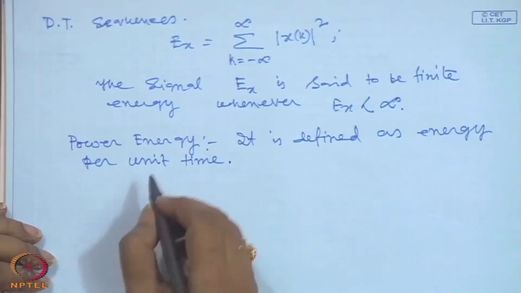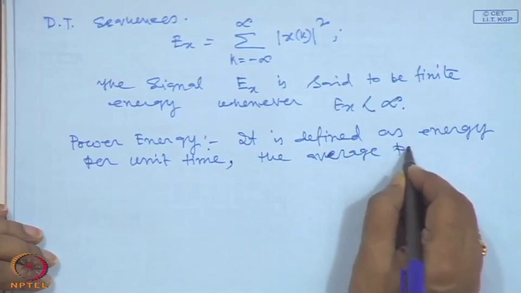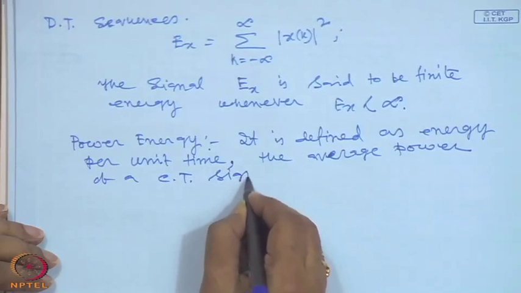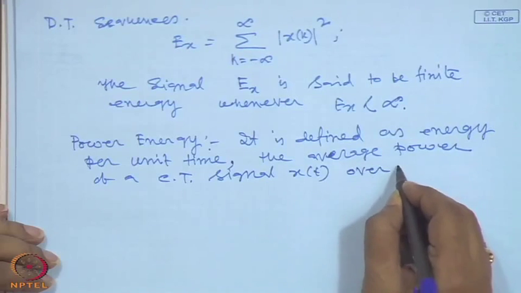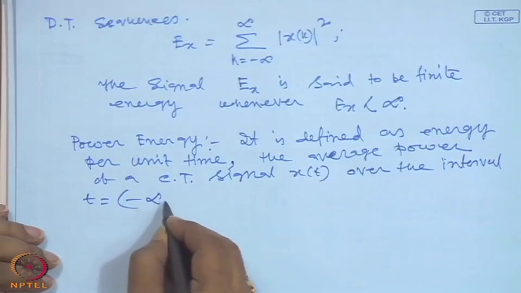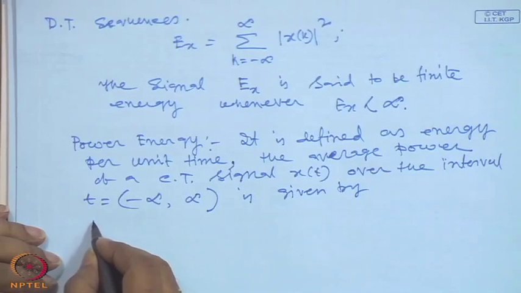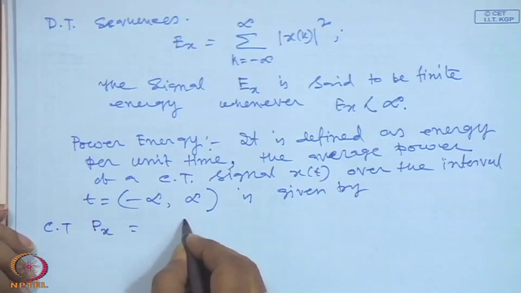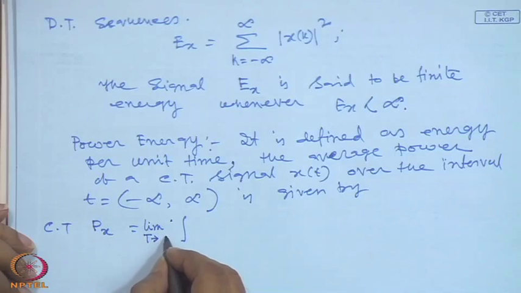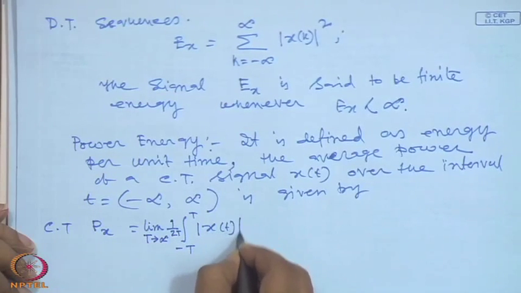So, by definition, the average power of a continuous time signal x of t over the interval t equal to minus infinity to plus infinity is given by, for continuous time, P of x is equal to the limit as T tends to infinity of 1 by 2T, integral from minus T to T of mod of x of t whole square dt.